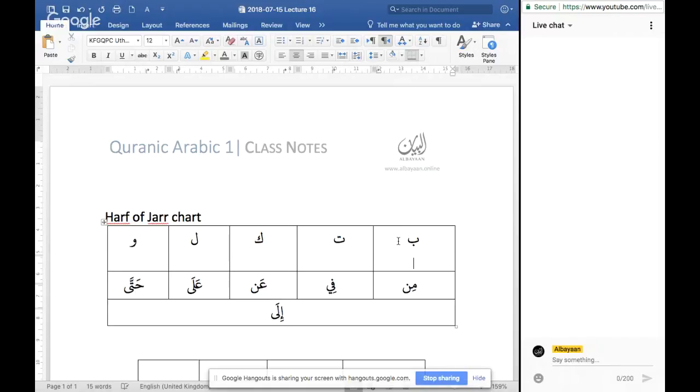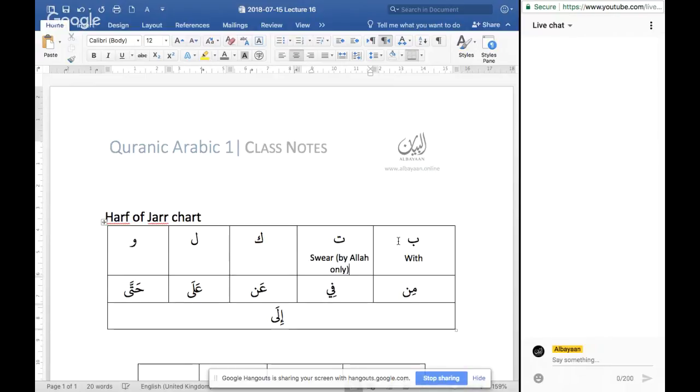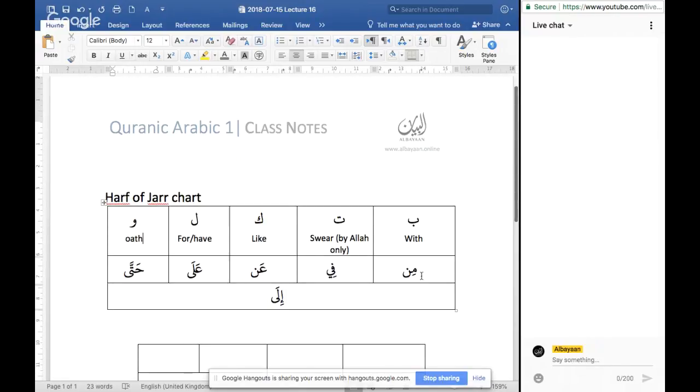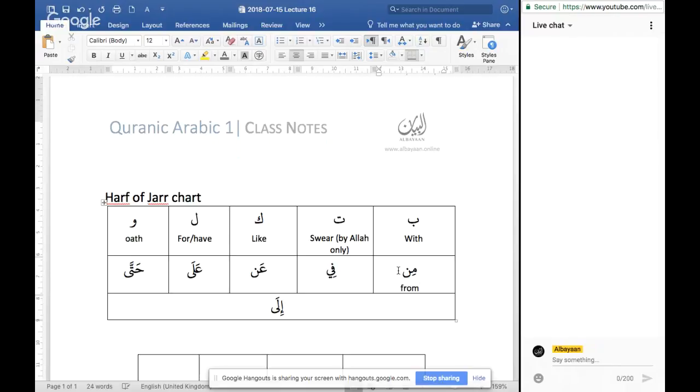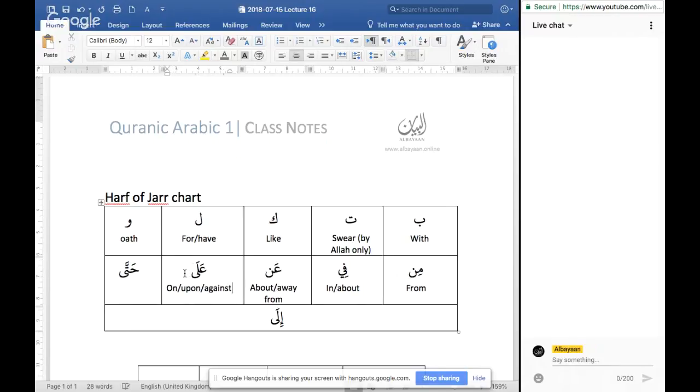So let's do the meanings. Ba was with. Ta was swear by Allah only. Kaf was like. Lam was for or have. And Wa was oath. Then we had Min. Min was from. Fi was in or about. An was used in two meanings, about or away from. Ala was used in three meanings, on or upon or against, depending upon the context.